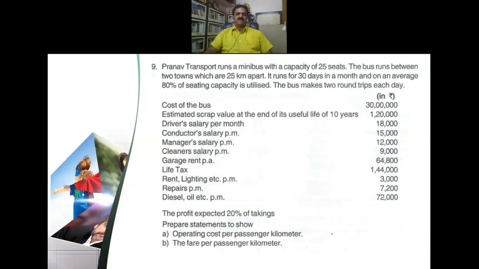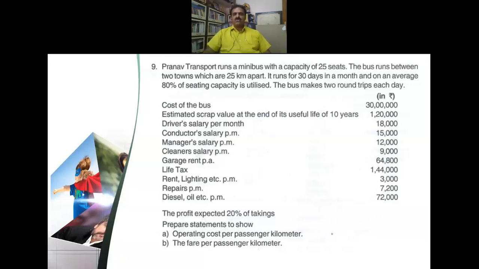The question says that Pranav Transport runs a minibus with a capacity of 25 seats. The bus runs between two towns which are 25 kilometers apart. That is to say, one side is 25 kilometers, so one round trip consists of 25 into 2, 50 kilometers. The capacity of the minibus is 25 seats. It runs for 30 days in a month, all the days. On an average, 80% seating capacity is utilized. So out of 25 seats, only 80% is covered, which means the remaining 20% is empty.